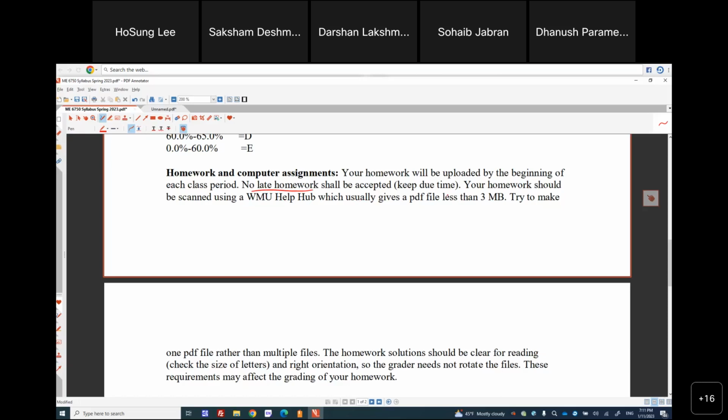The homework, midterm, or whatever exam should be scanned using a scanner, maybe a Chem scanner. There is a software, or you can look up the WMU help page on how to scan. Anyhow, the point is once you use the software, it will give one final file for any number of pages. So multiple pages for homework and exam should be just one file, less than 3 megabytes.